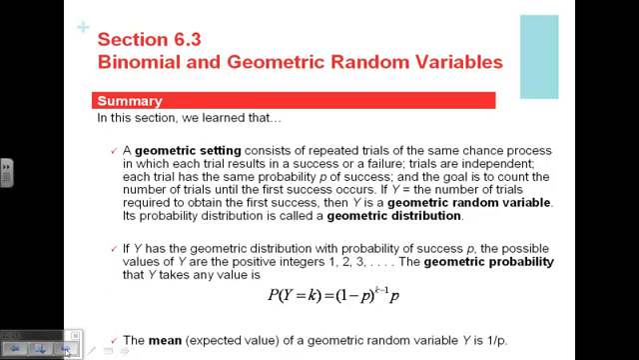Remember that the probability of getting your first success on the kth trial is (1 minus p) to the k minus 1, times p. The expected value for geometric is 1 over p. And that concludes the 6-3 recording.